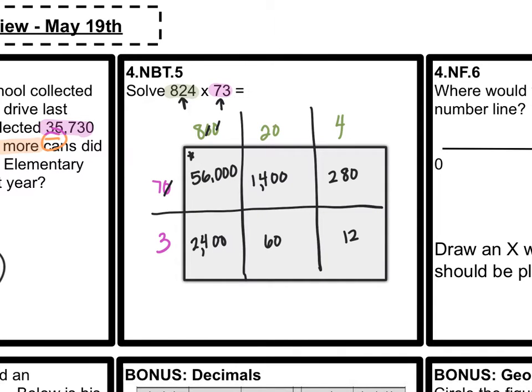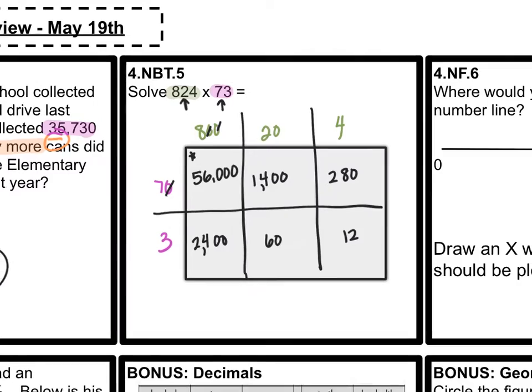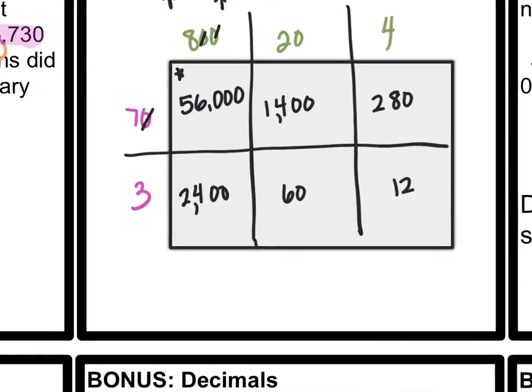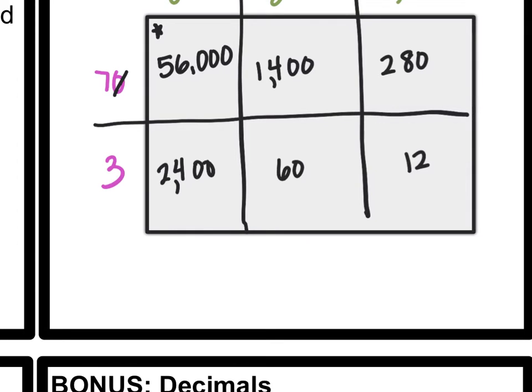My last step when I'm done figuring out all these is going to be to add. Let's zoom in just like this. I'm going to put it over on the side here, so I'm going to add up 56,000 plus 1,400 plus 2,400 plus 280 plus 60 plus 12, and they can be done in any order, but you need to make sure that your ones columns line up. So my ones column, I have 2. Then I have 8, 9 plus 6 is 15. Put down the 5. Regroup the 1.